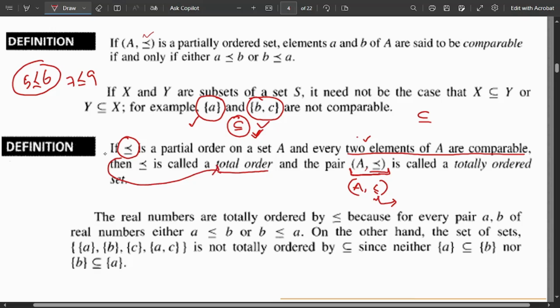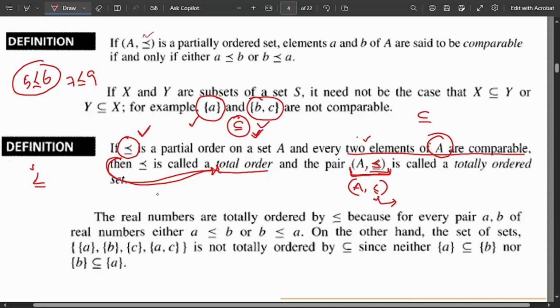If with this partial order we can relate every two elements of the set A, then we say this is a total order. And the pair A with this total order is called a total order set. So from the above comparability example, we clearly know that less than or equal to is a total order relation because it is comparable, and it is a partial order, so it is total order.